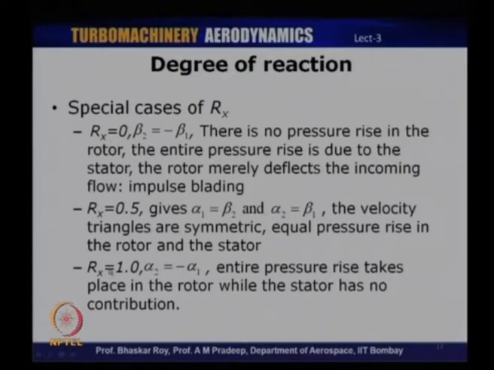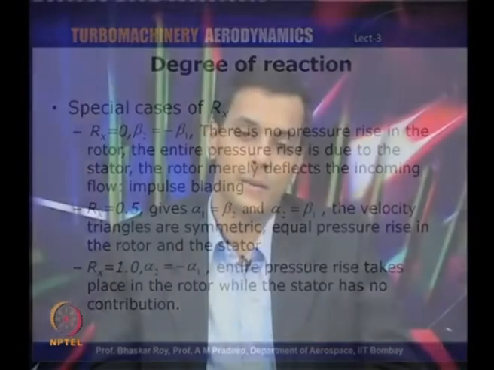And the third extreme case is if degree of reaction is equal to 1. When degree of reaction is equal to 1, alpha 2 is equal to minus alpha 1. Entire pressure rise takes place in the rotor. The stator has no contribution to the pressure rise. So, these are three different special cases of degree of reaction which one might encounter in actual design. You are likely to encounter values which are in between 0 and 1.